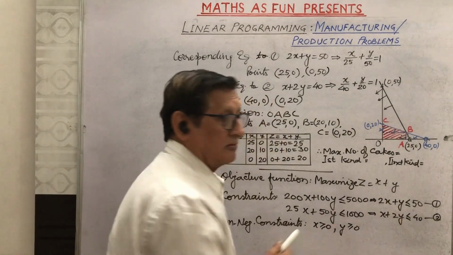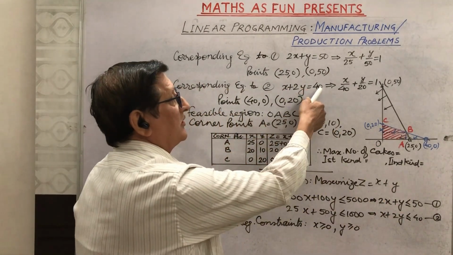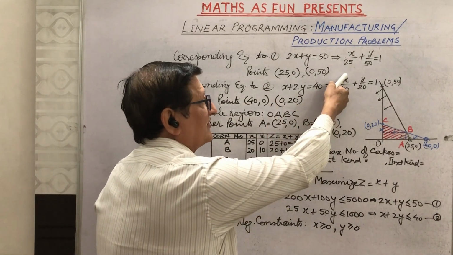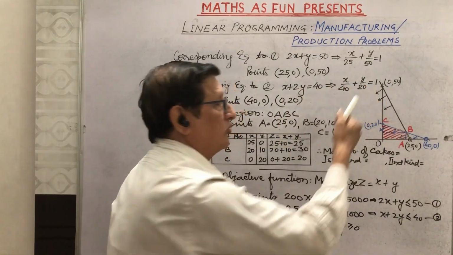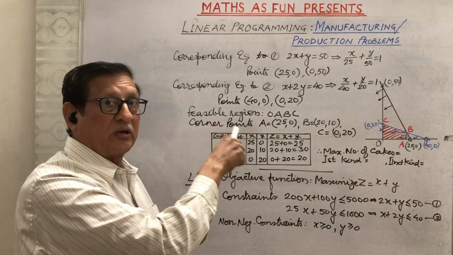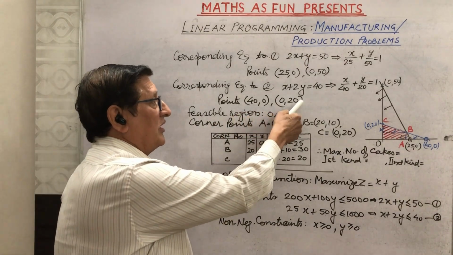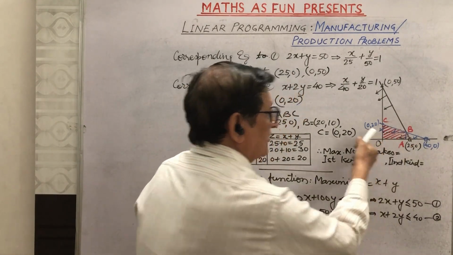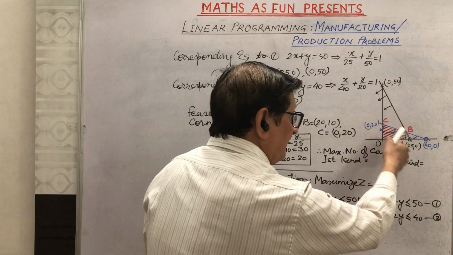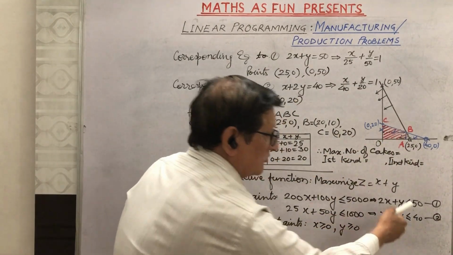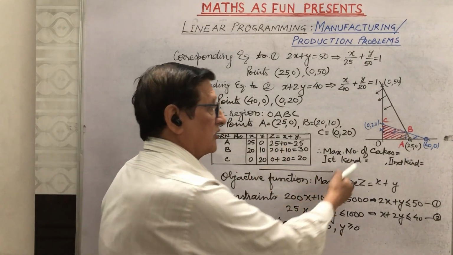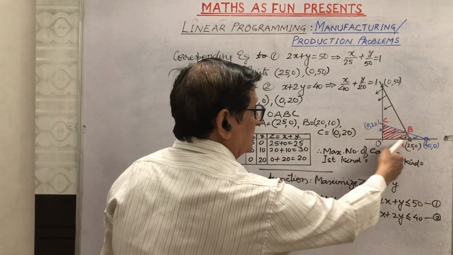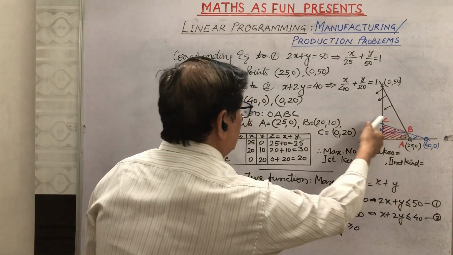Corresponding equation for the second one, that is x plus 2y equal to 40. Dividing by 40, we get the intercept form as x upon 40 plus y upon 20 equal to 1. It means the points of intersection on x and y axis are 40, 0 and 0, 20. We plot these points here. Join the line and we find here that 0 plus 0 is less than equal to 40. So origin is included in the solution region of this. And hence we find the common solution, the feasible region is OABC.